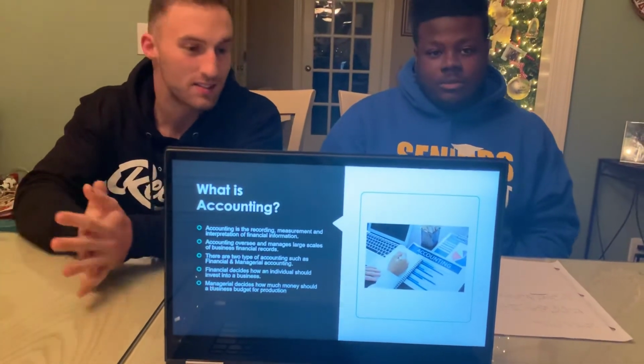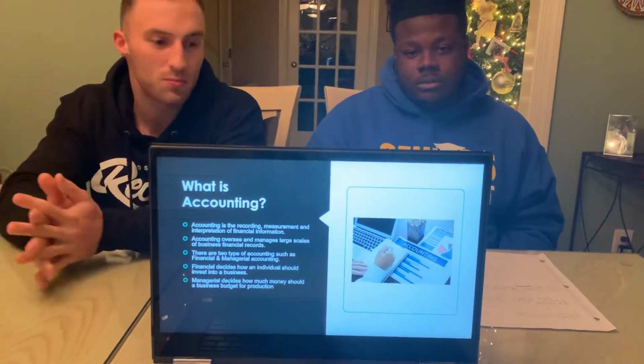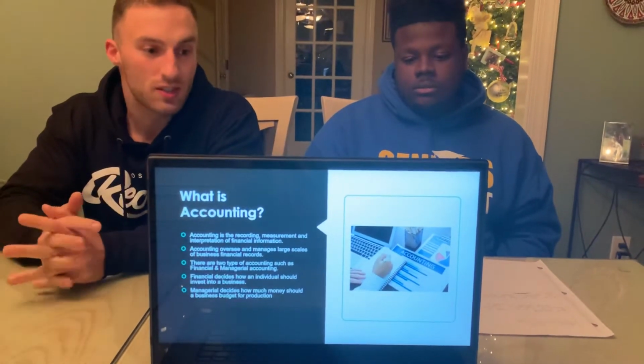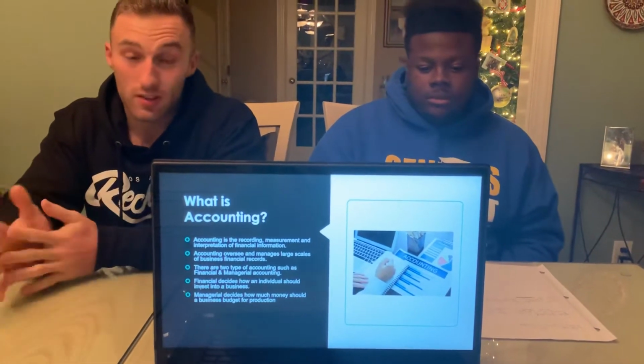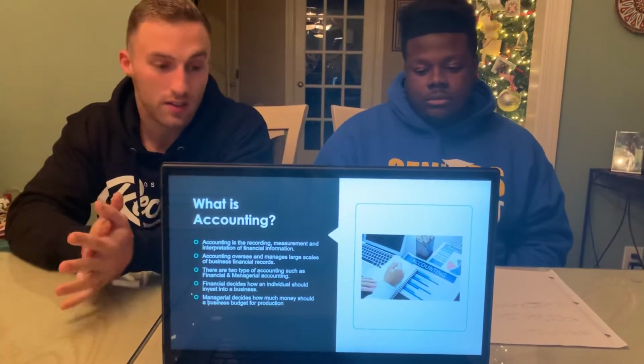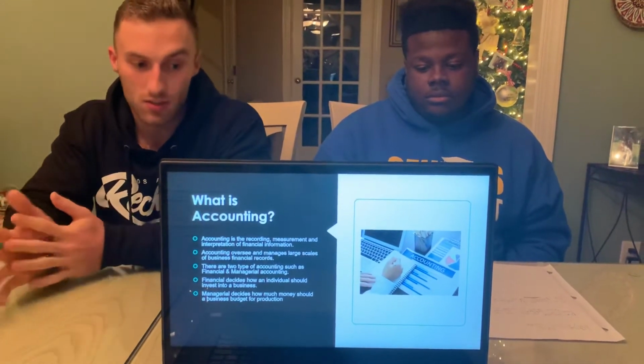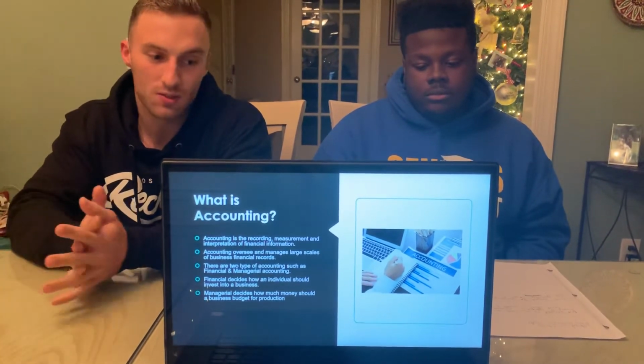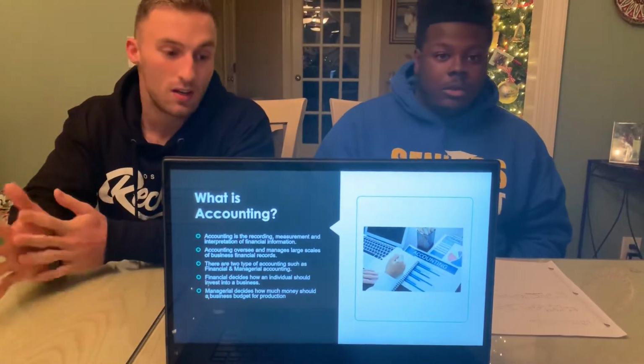So what is accounting? Accounting is a recording and measurement of interpretation of financial information. Accounting oversees and manages large scale of businesses' financial records. There are 2 types of accounting, such as financial and managerial accounting. Finances decide how an individual should invest into a business. Next slide, please.